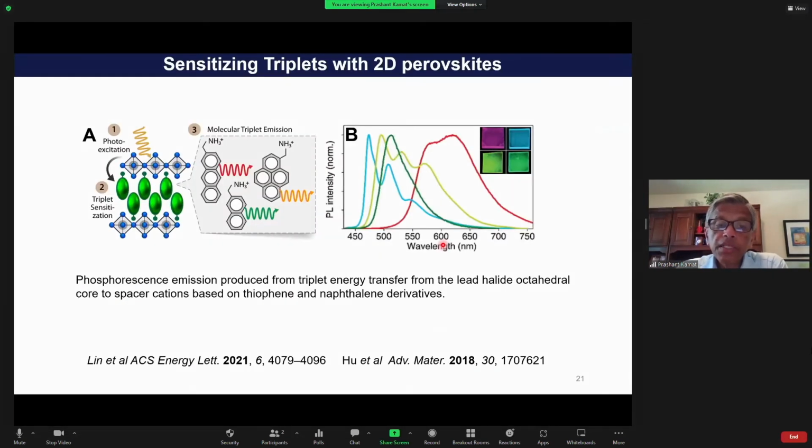What is new and coming up now is 2D perovskites, where one can use ammonium-functionalized pyrene, anthracene, and naphthalene as a spacer cation. And we are also seeing this kind of thing. Currently we are looking into this kind of system, so stay tuned for the next one.